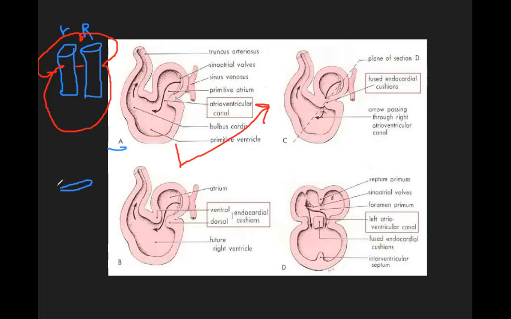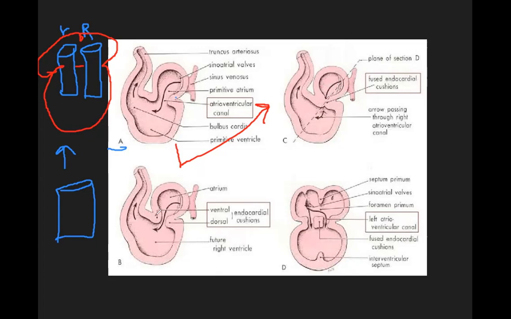It was one big cylindrical body. But then we wanted to convert it into two cylindrical bodies so that the oxygenated and the deoxygenated blood remain in their own chambers. Okay, so for this, we have to fuse these two things.